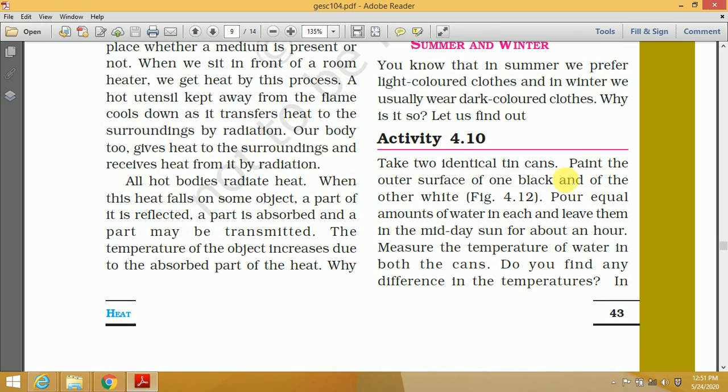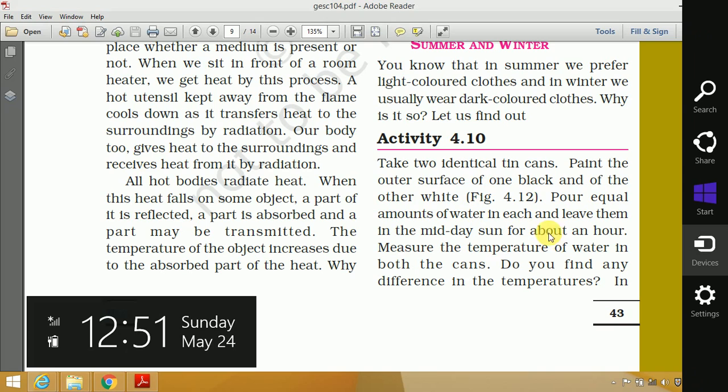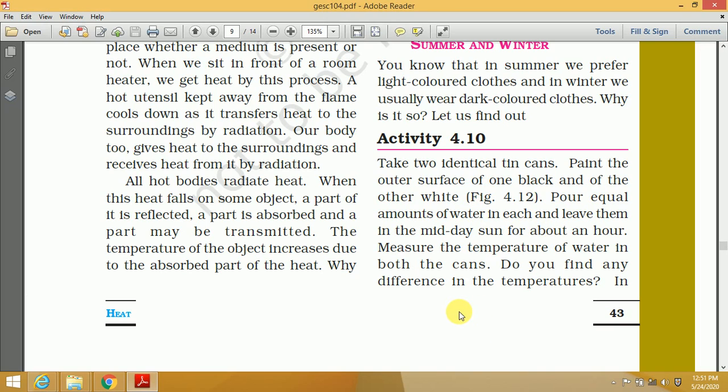Take two identical tin cans, paint the outer surface of one black and the other white, pour equal amount of water in each and leave them in the midday sun for about an hour. Measure the temperature of water in both the cans. Do you find any difference in the temperature?